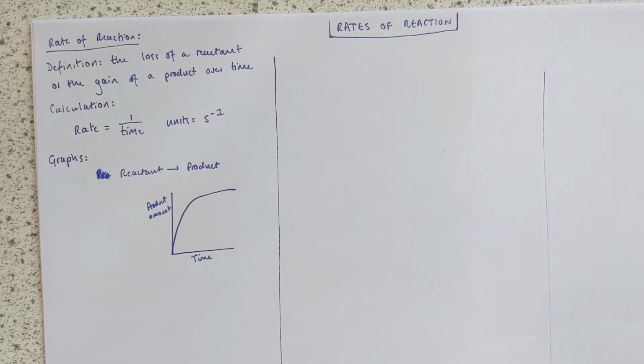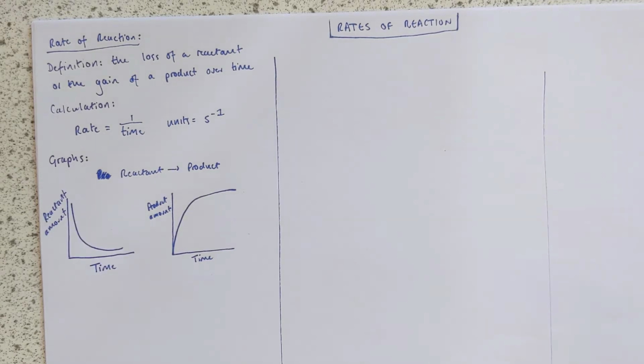If we had a similar graph for keeping track of the reactant, it should go downwards because reactants are used up over the course of a reaction. So we see here the graph's going downwards, it starts off quite steep and then levels off as the reaction finishes. There's just a couple of features of these graphs it'd be useful for you to know.